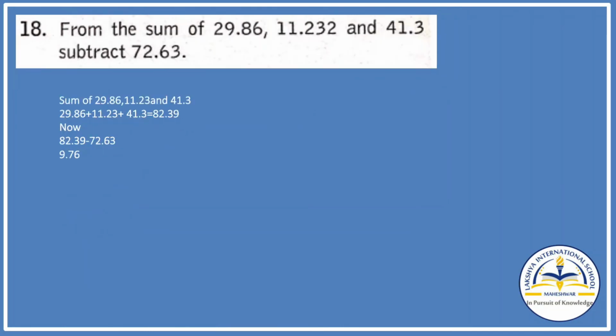Now question number 18. Here you have to find the sum of these three numbers, and then whatever answer you got, you have to subtract 72.63 from it. So you will get the final answer, that will be 9.76.